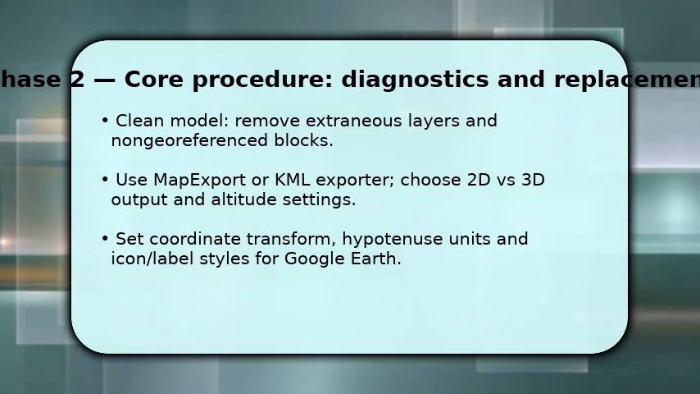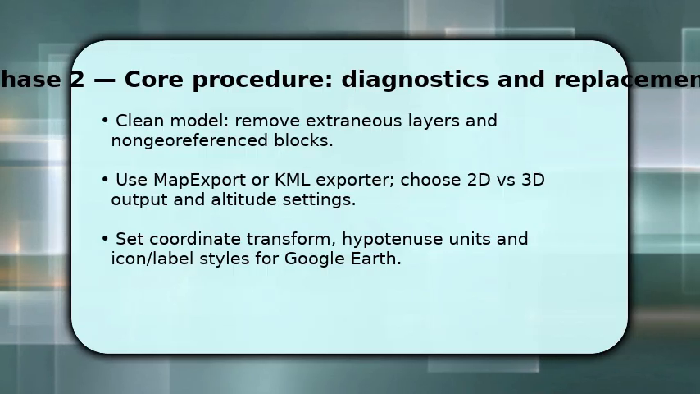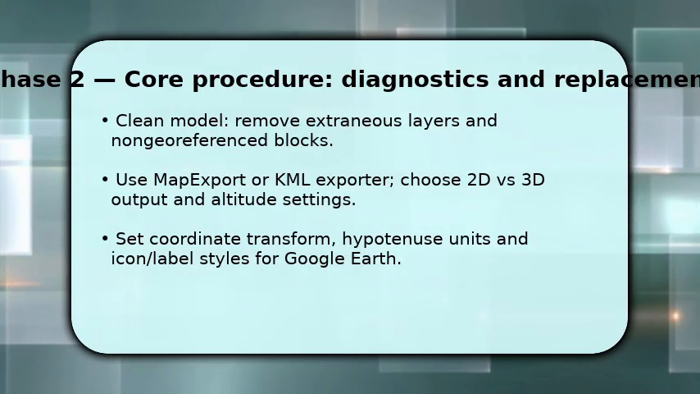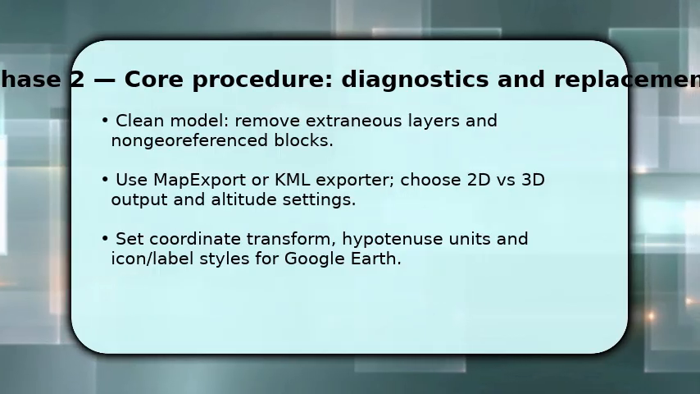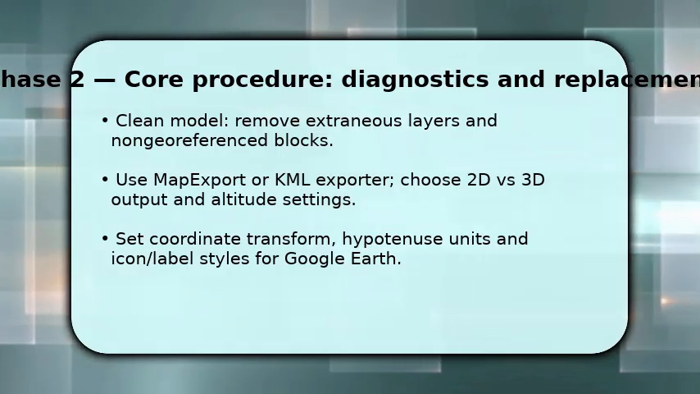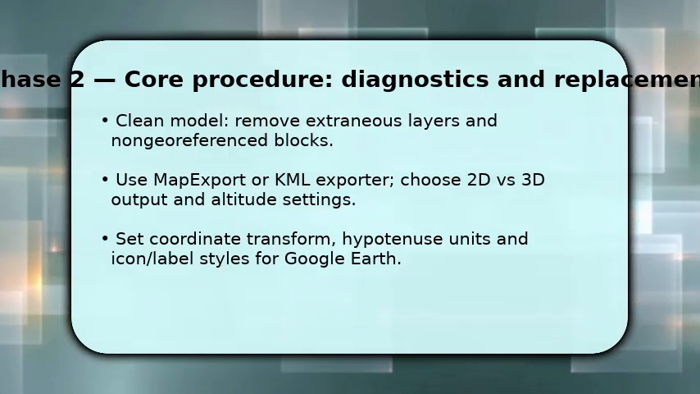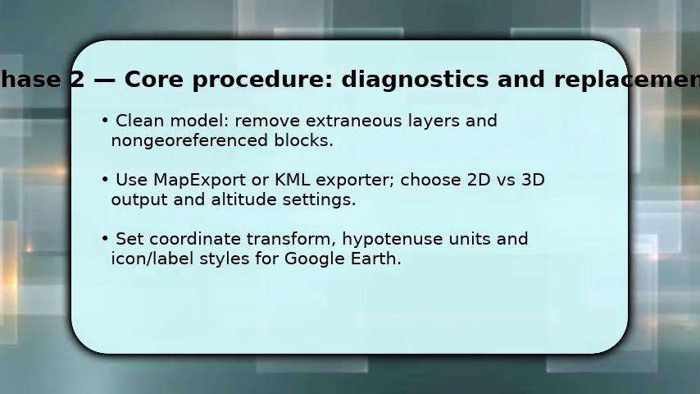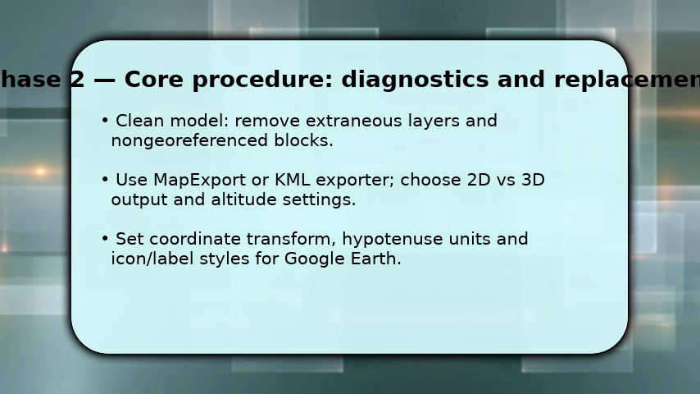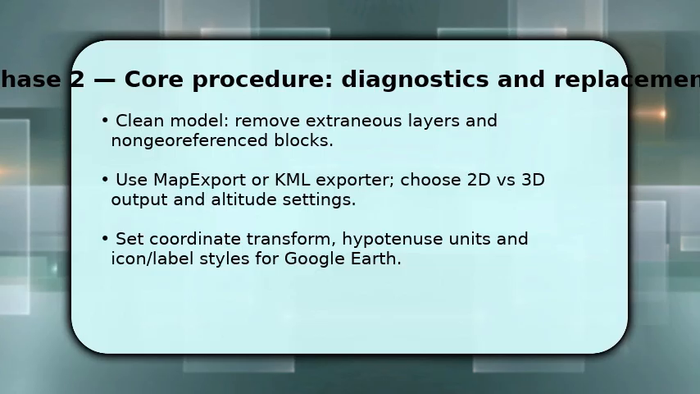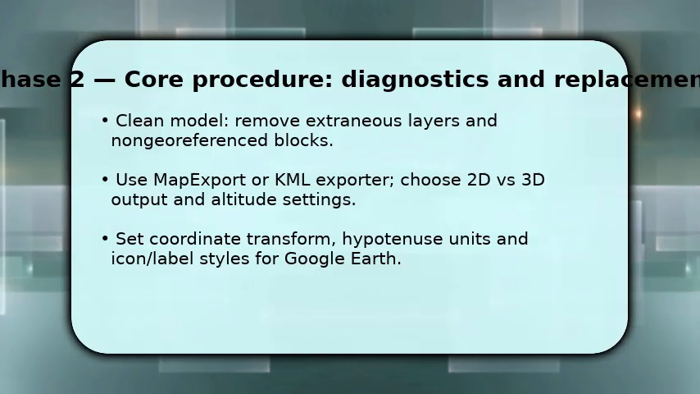First, clean the model. Purge unused layers and ensure blocks have coordinates. Then use Map Export or an AutoCAD KML plugin. Choose 2D ground overlays for plans or 3D models with proper altitude settings for buildings. Make sure the exporter uses the same coordinate transform as your drawing and set label styles. This preserves scale, placement, and readable symbology when loaded into Google Earth.